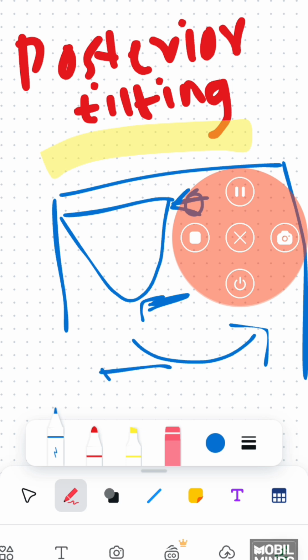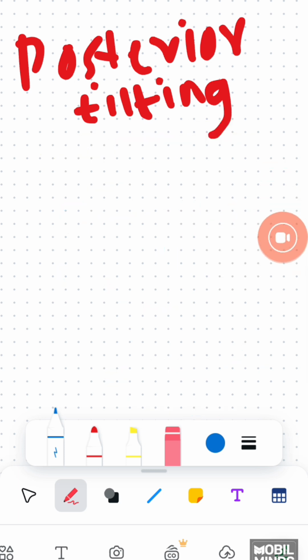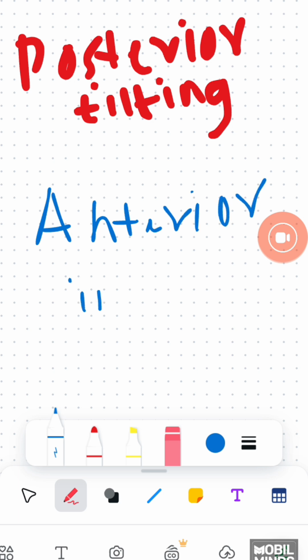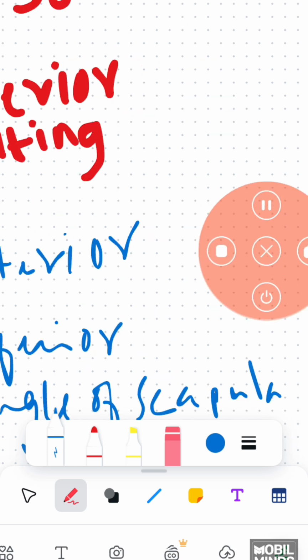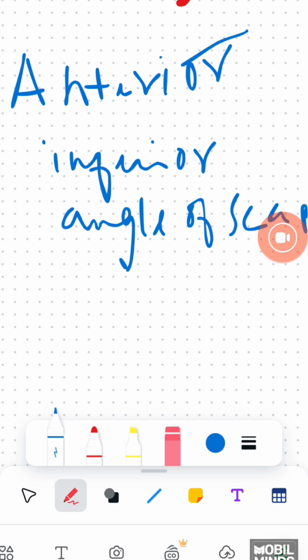This is a scapula which moves in upward rotation. While it moves in upward rotation, it still needs to be in contact with the thorax. So here it is in contact with the thorax. For that, this posterior tilting leads to the anterior placement of the inferior angle of the scapula. This is the first thing we need to know.